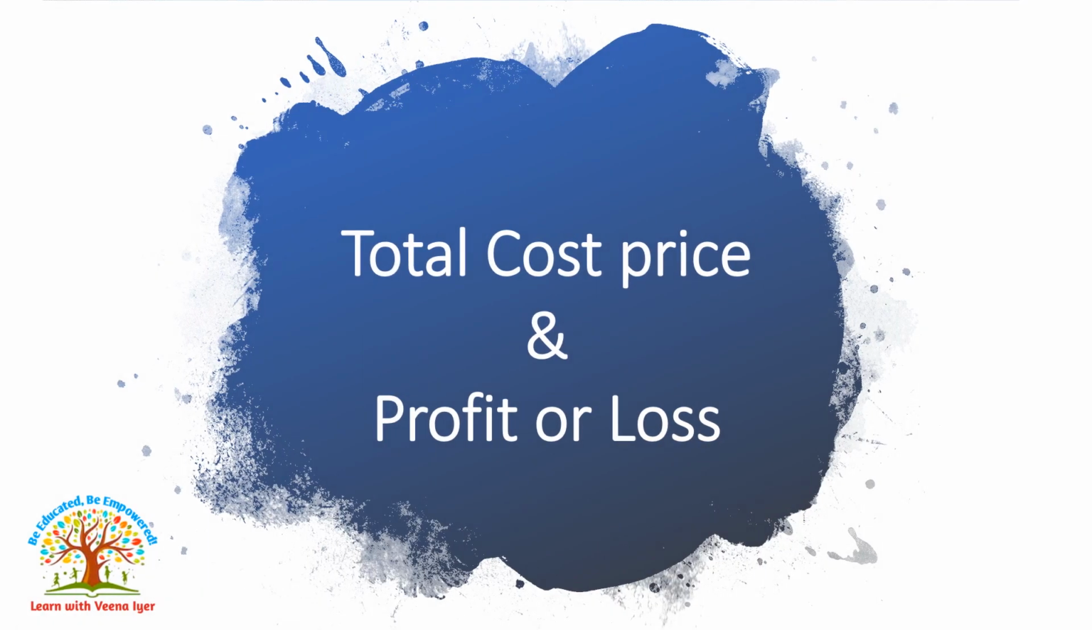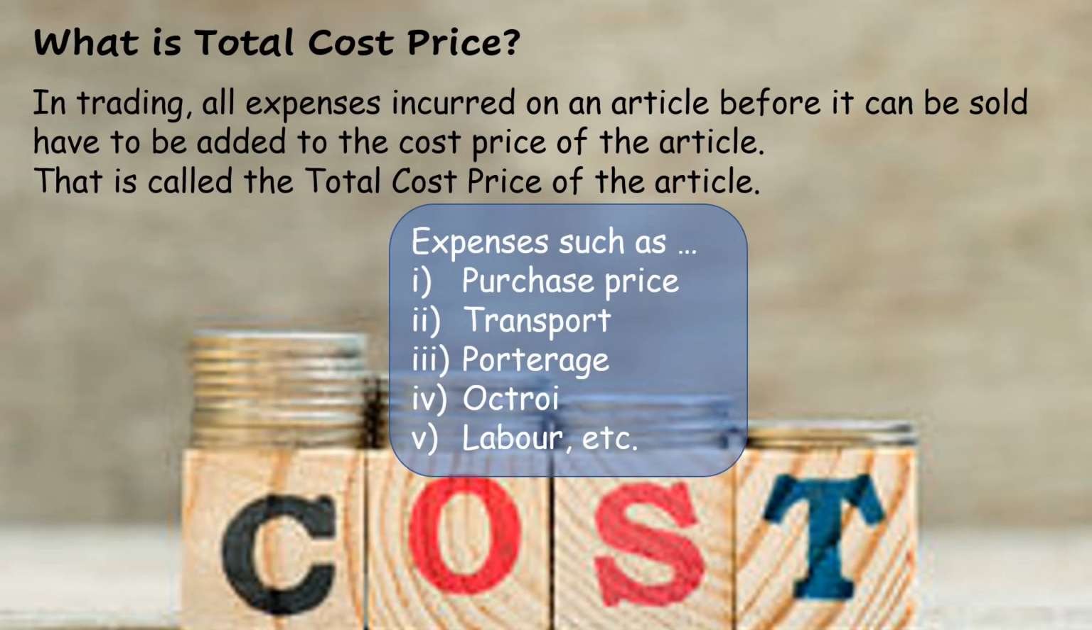So today we are going to learn about total cost price and profit and loss based on it. Now, what is the total cost price? In trading, we have many expenses for an article, whatever we purchase or produce. Before it is sold to the customer, there are many expenses that are included in the main cost price. These expenses which are added to the cost price are called the total cost price of the article.